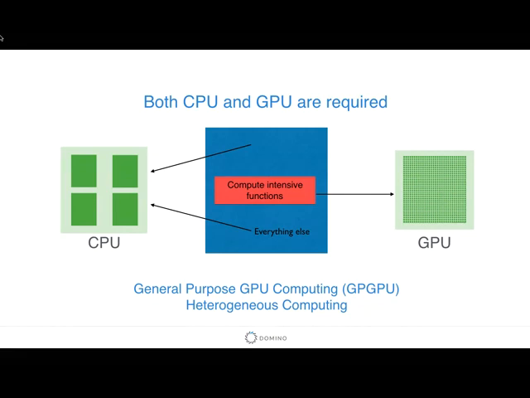And so this paradigm of using both the CPU and GPU together is what we call general purpose GPU computing, or GPGPU. Another name that this goes by is heterogeneous computing. And so if you were to look up more information on this, these are great keywords to look at.